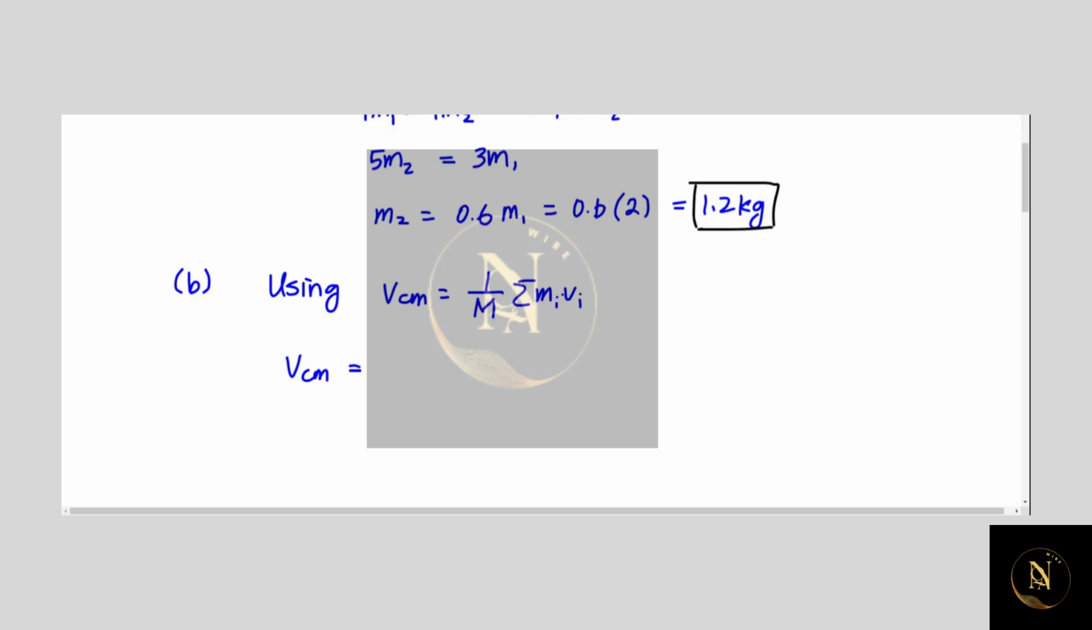Because we have conservation of momentum, we have m1 v1i divided by m1 plus m2, so we have 2 times 4 divided by 2 plus 1.2, and you get 0.25. It's actually 2.5 meters per second. So this is the answer for part B, and that's all for this question.